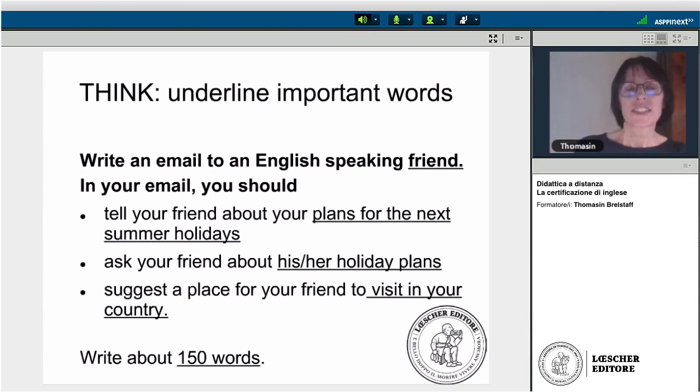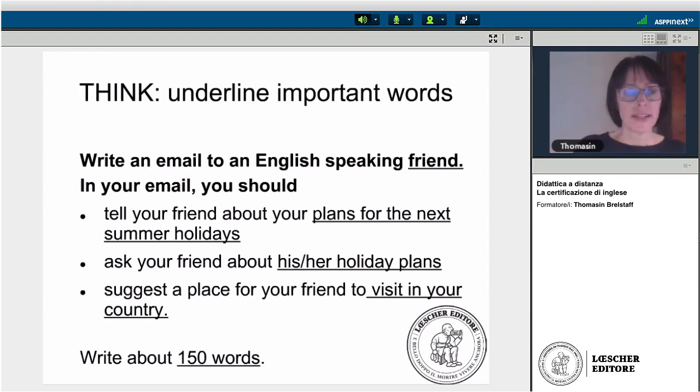And if we turn to the second point, which says ask your friend about his or her holiday plans, there you're going to have to think about a form for this question. You might go for something like, are you going on holiday? Or where are you going to go? And finally, for the third point, we've got suggest a place for your friend to visit in your country. Here you're going to name a place, obviously.